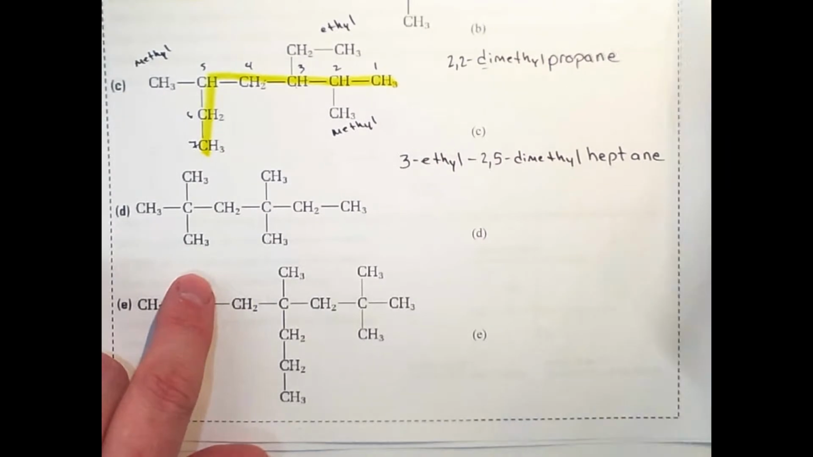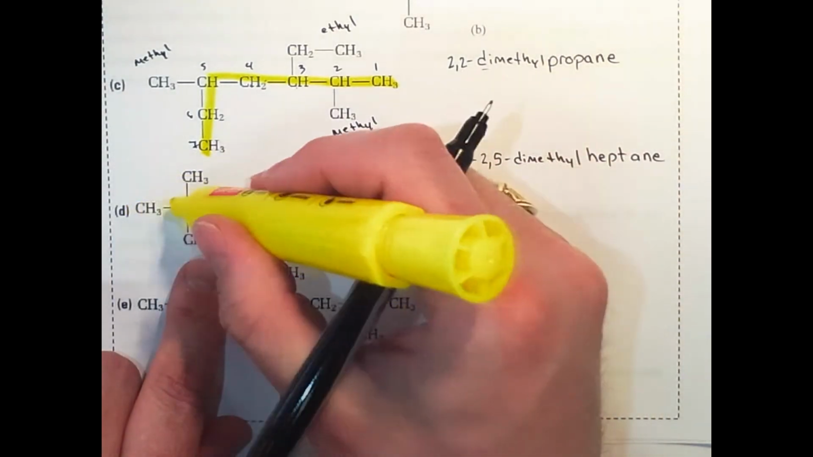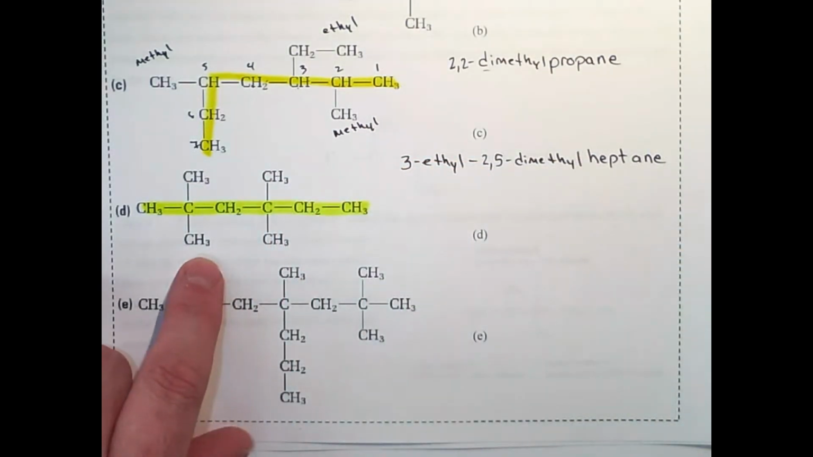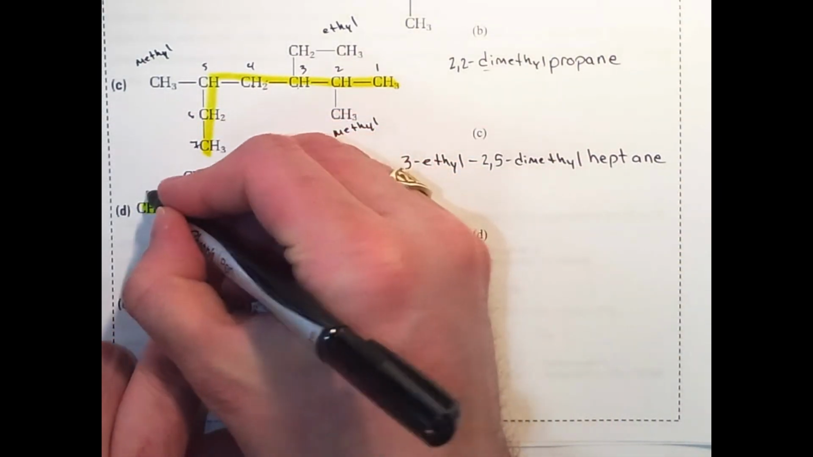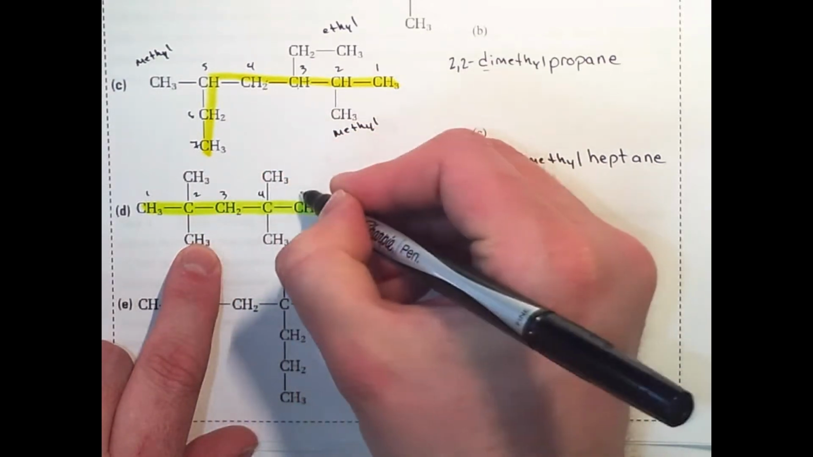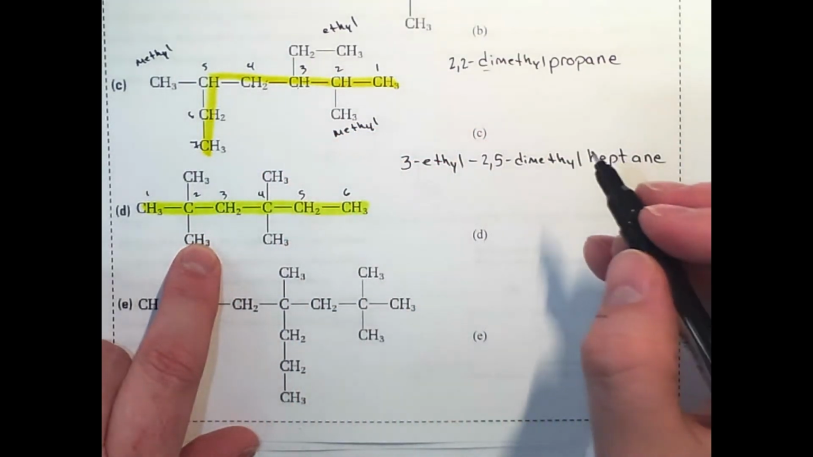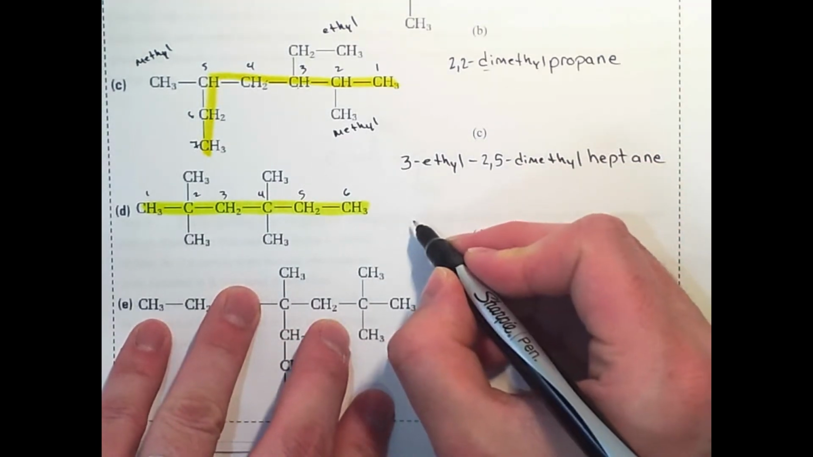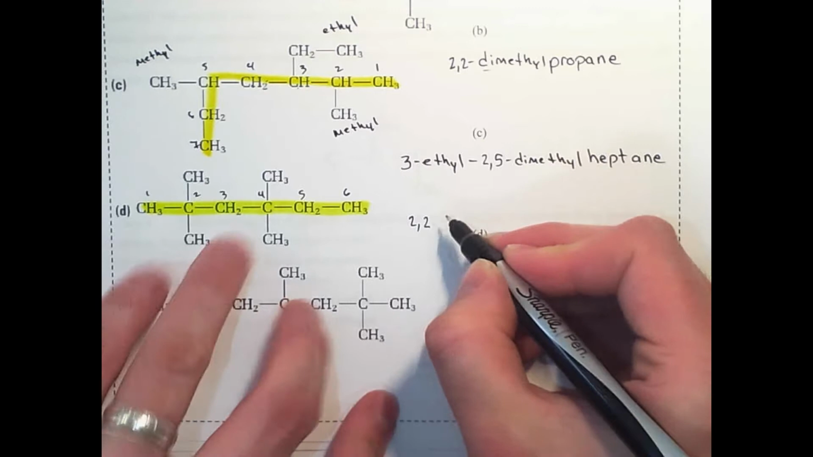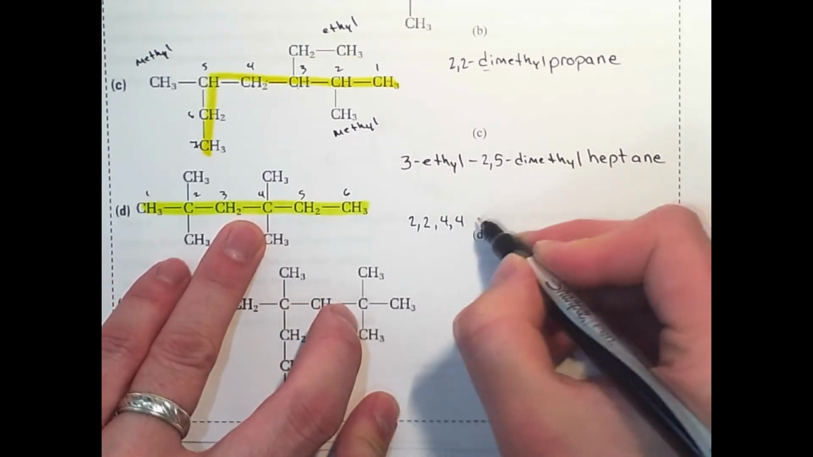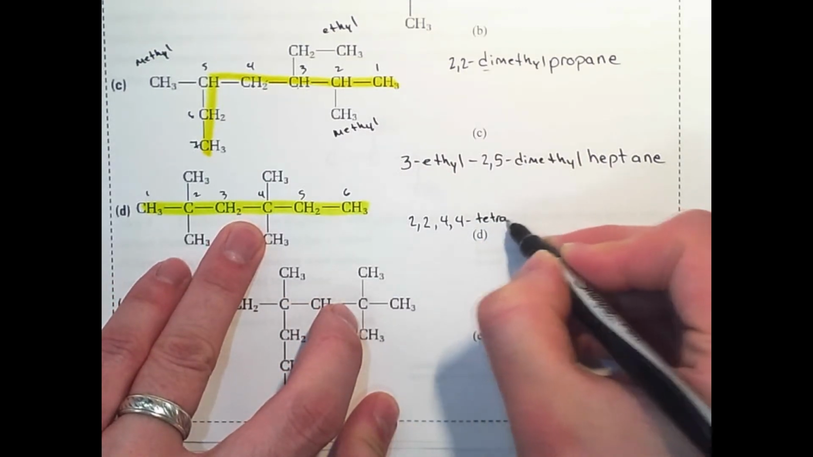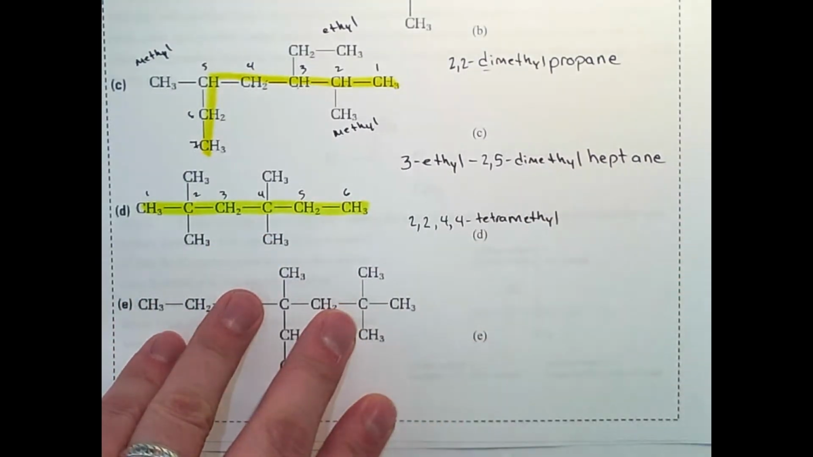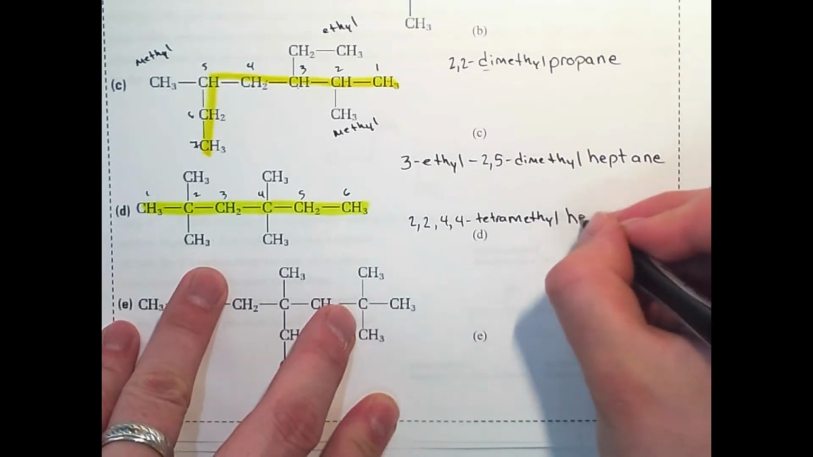So we move down to D. 1, 2, 3, 4, 5, 6. It's got to be the longest one. I have 4 methyl groups. So that's going to be 2,2,4,4-tetramethyl, tetra for 4, 4 numbers, and a 6-carbon chain is hexane.